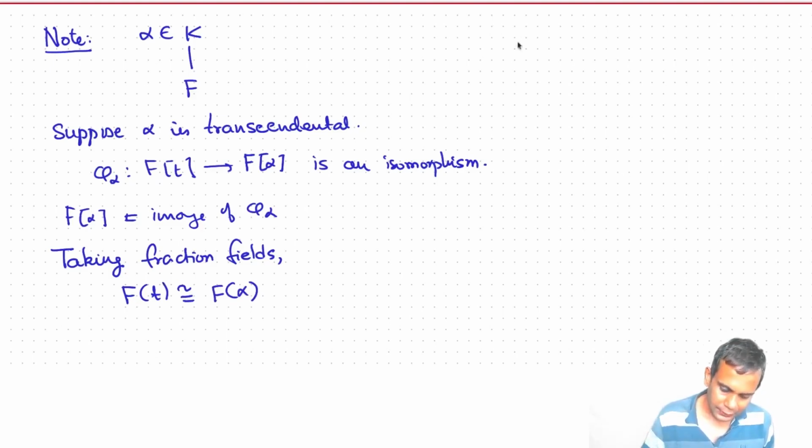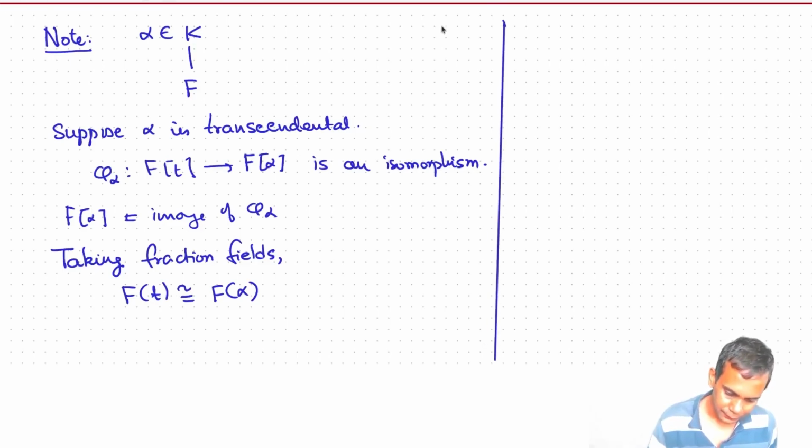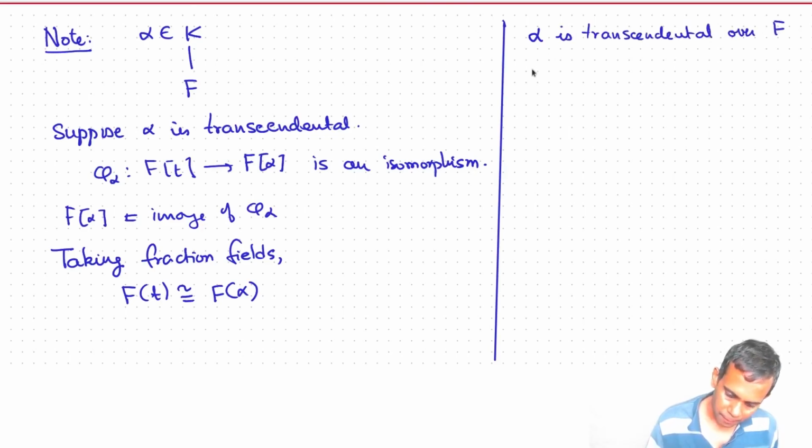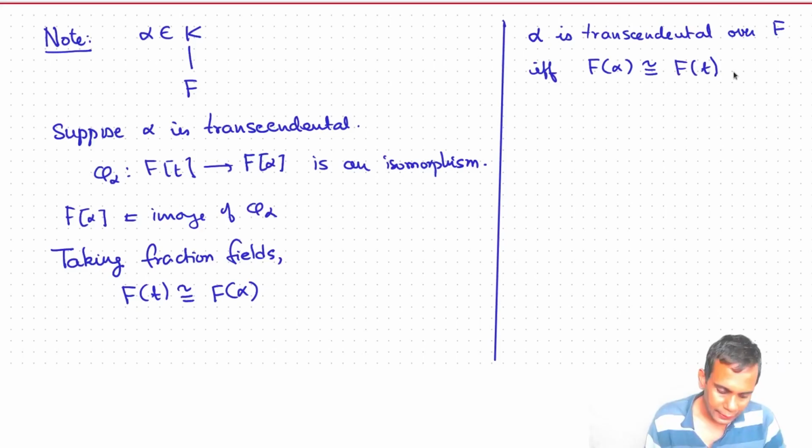So this suggests an alternate definition of transcendence, which is that alpha is transcendental over F if and only if F(alpha) is isomorphic to F(t). The smallest field in K containing F and alpha is isomorphic to the field of rational functions with coefficients in F.